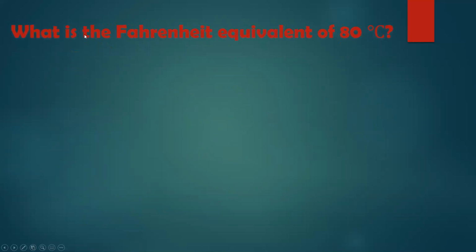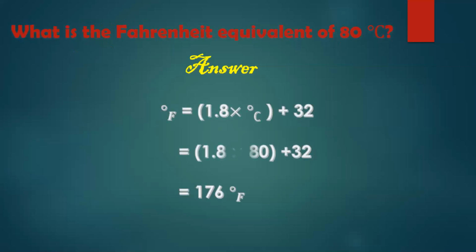Question. What is the Fahrenheit equivalent of 80 degrees Celsius? Here, you are asked to get the Fahrenheit from Celsius. Let's write down the equation that we know. Fahrenheit equals bracket 1.8 times degrees Celsius, close bracket, all plus 32. 1.8 as it is. Let's substitute the value of C by 80, plus 32. Therefore, the answer will be 176 degrees Fahrenheit.